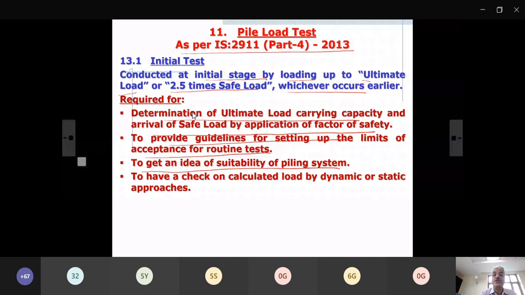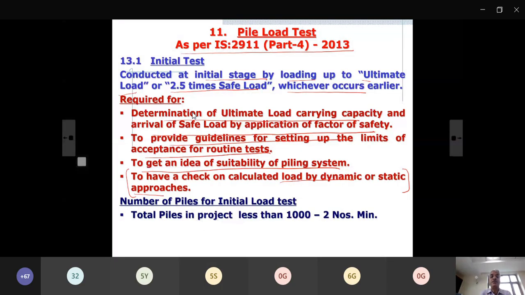And to have a check on calculated load by dynamic or static approach. So this we have seen. You calculate load by whatever dynamic formula, static formula, IS formula and all. But how close or how far those test loads are from your actual load, that idea you will get from this test. And the number of piles for initial load test are given in the IS code.